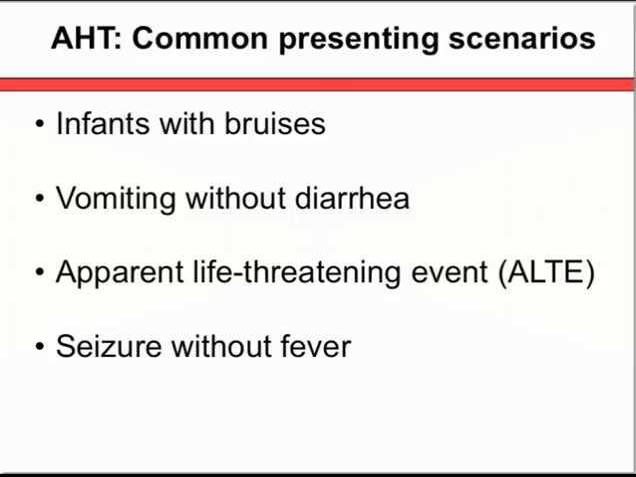Anytime a child has an event that scares the caregiver and makes them think that the child's life is in danger, whether it is that they stopped breathing or appeared to have seizure activity or seemed to be choking or just suddenly became limp, any of those apparent life-threatening events should have abusive head trauma as part of their differential. And then finally, seizure without fever, especially a first-time seizure, should make us think about the possibility of head trauma or some other pathological process going on inside the head.